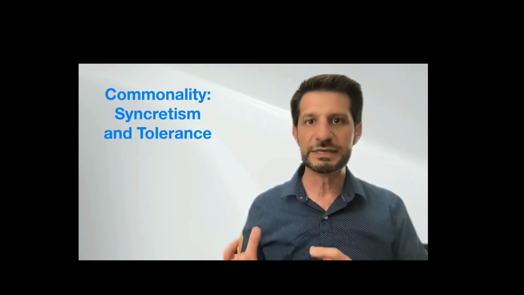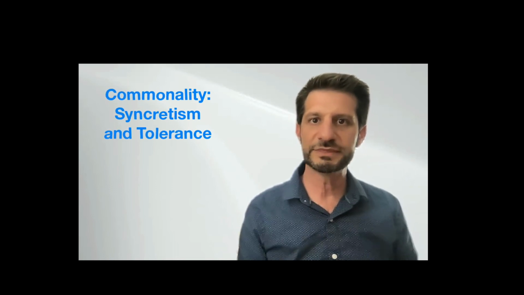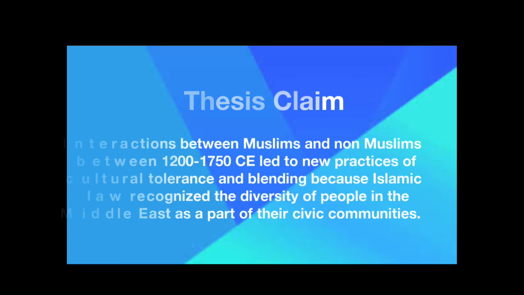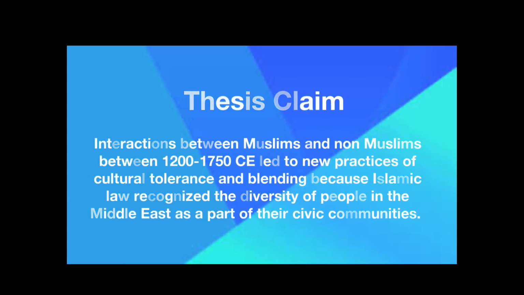Based off of that, now I can construct my main thesis, or my main claim that I can use for the documents. So what is the main claim that I'm going to be able to use for this? Here's my thesis. Interactions between Muslims and non-Muslims between 1200 to 1750 led to new practices of cultural tolerance and blending because Islamic law recognized the diversity of people in the Middle East as a part of their civic communities. Okay, notice what I've done there.